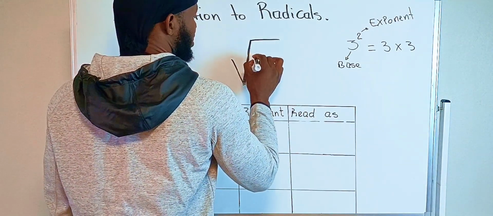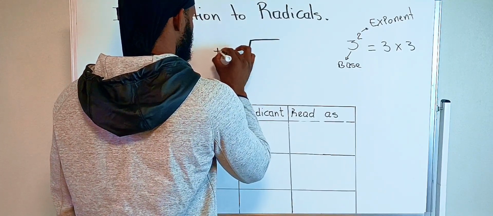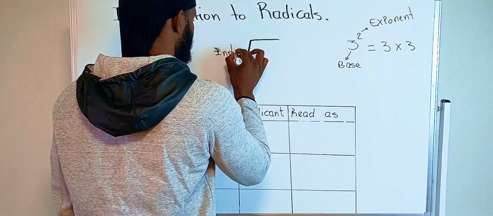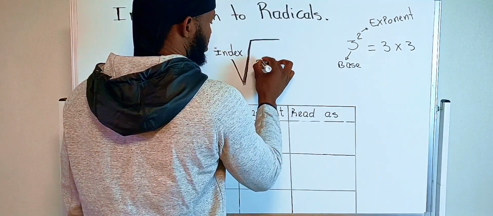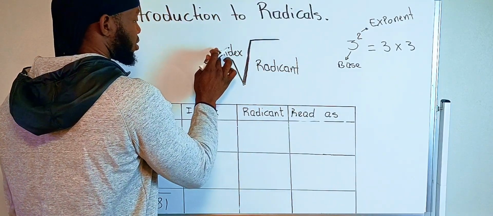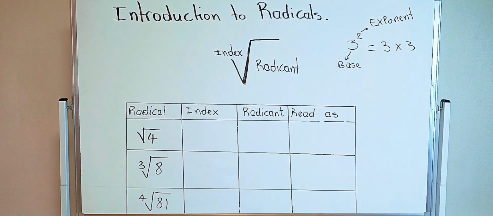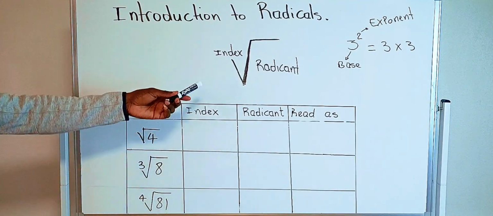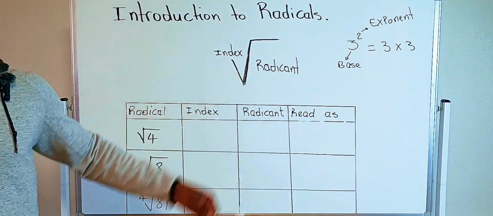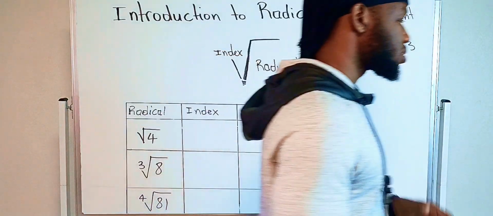We find over here the index, and right here the radicand. The index will be right here, in front of the radical symbol. And after that, under the radical symbol, we have the radicand. This is the radicand. So this is the radical symbol.